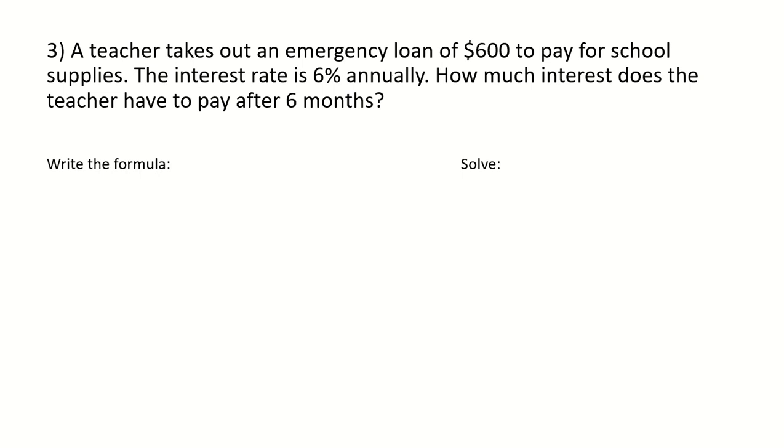All right. One more example for simple interest, just because this one has a little twist to it. Let's see if you can figure it out before I tell you what it is. It says a teacher takes out an emergency loan of $600 to pay for school supplies. How sad is that? The interest rate is 6% annually. Don't get tripped up about this word annually. That means once a year, one time a year. How much interest does the teacher have to pay after 6 months?